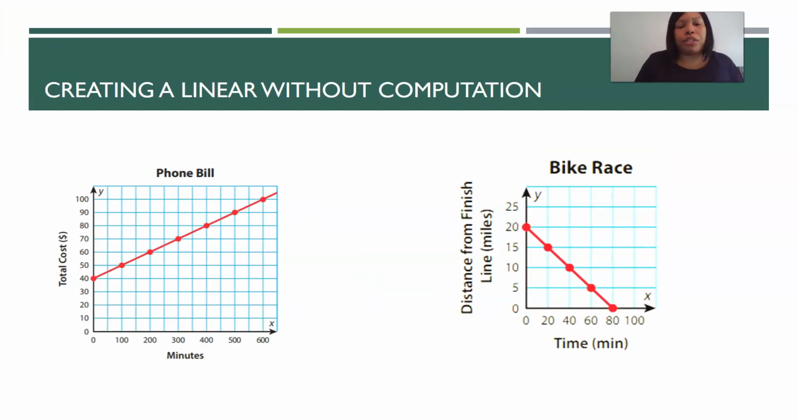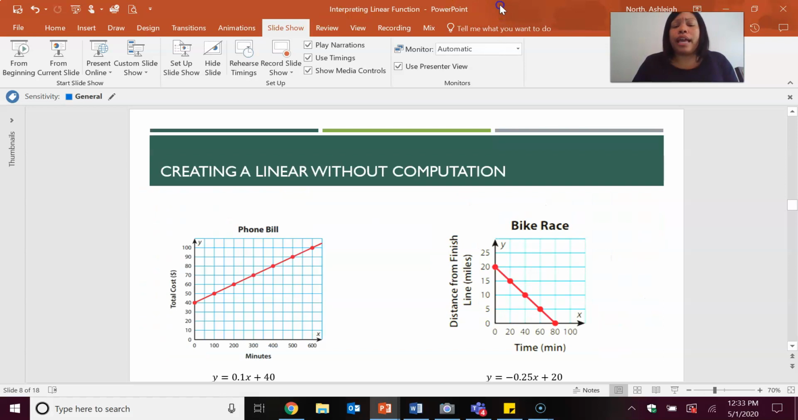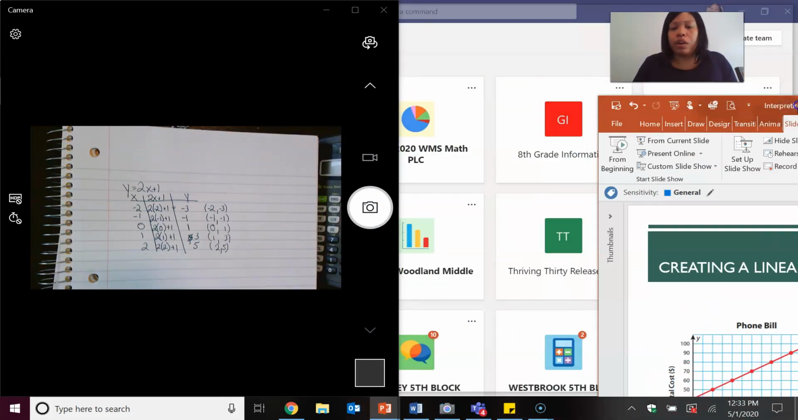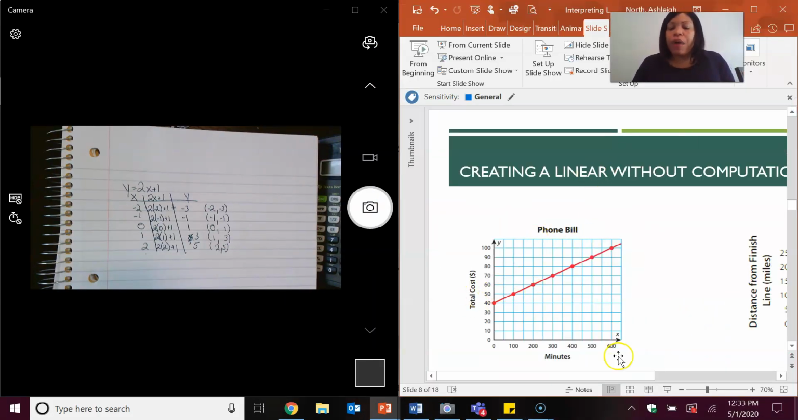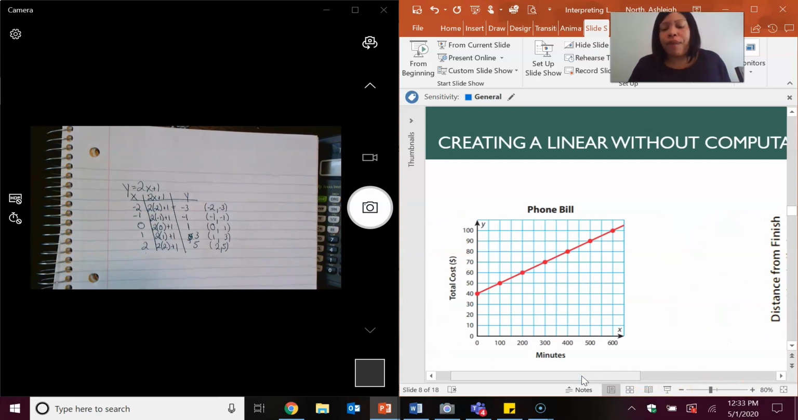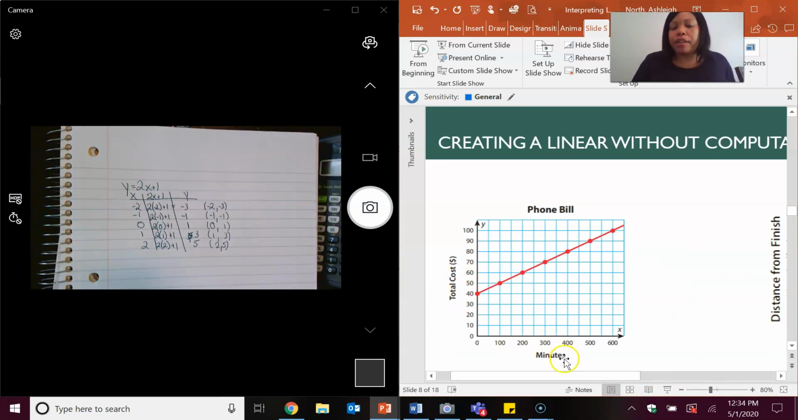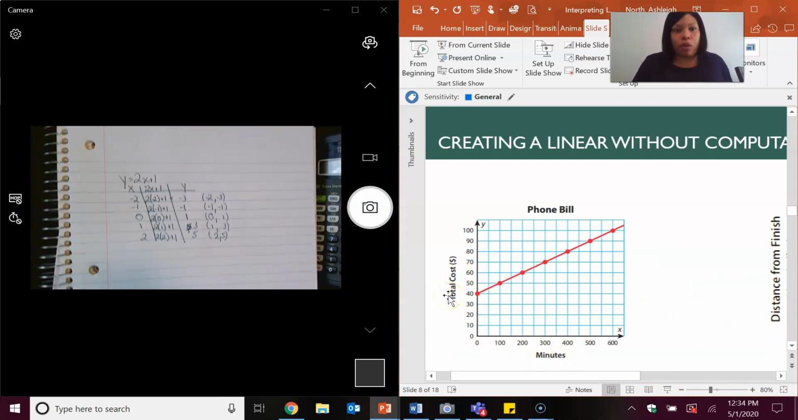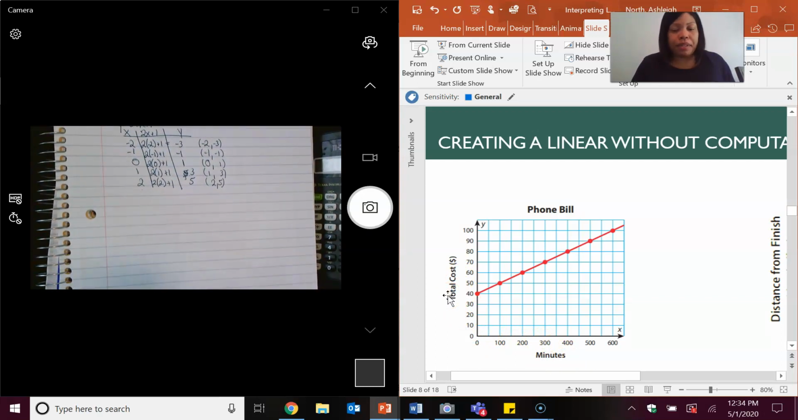So now what I want us to be able to do is create a linear equation without computation. So without trying to create the graph, can we actually do that? So let's look, again, we're going to go right here, and let's focus on this one. Awesome. So basically, I'm looking at my phone bill, and I'm comparing the amount of minutes to the total cost of what my phone bill would be. So I'm going to move that down so we have a little space to work.